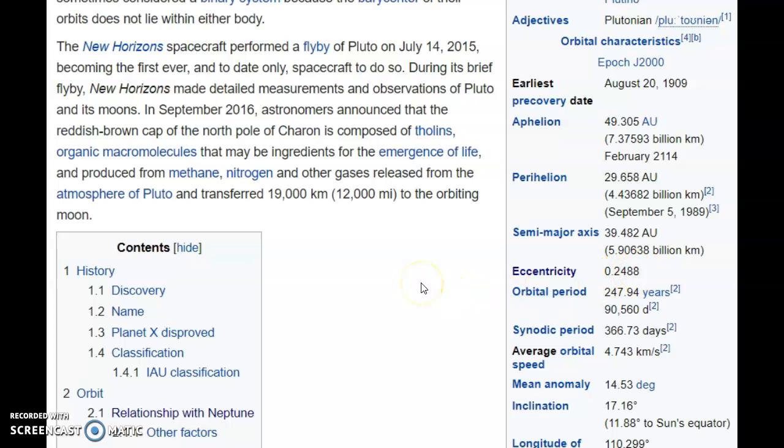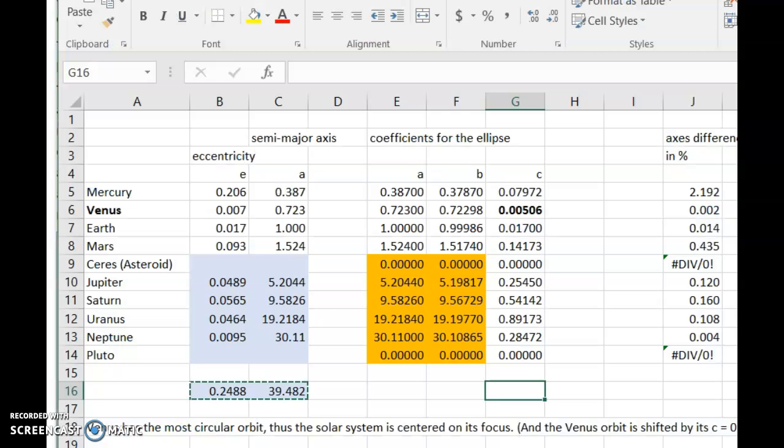The eccentricity tells us two things. One of them is how elliptical the orbit is, and you will see that this number, 0.2488, is quite large compared to other planets. It's actually still almost circular. But the other thing it tells us is how far the focus or the foci are from the center of the ellipse. That's, of course, where the Sun is, in one of those foci. All right, so I'm going to take these two numbers, 0.2488 and 39.482, and I'm going to go to Excel.